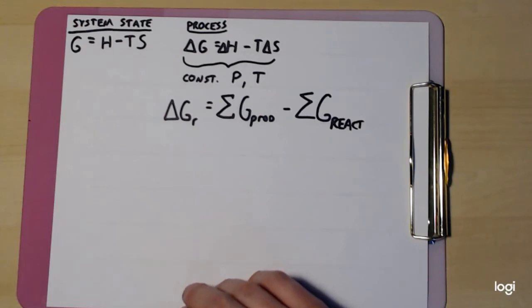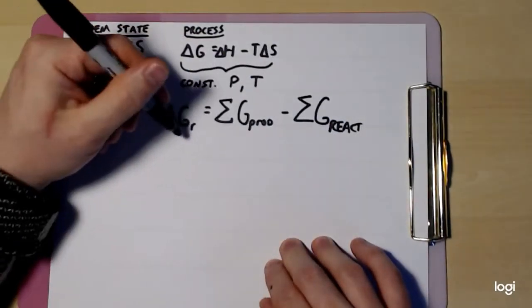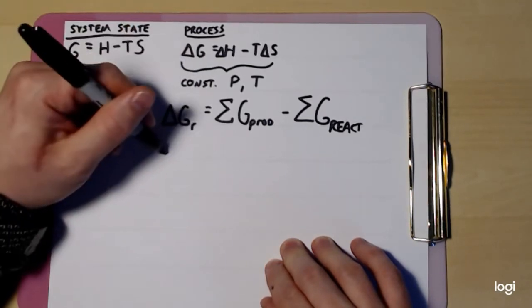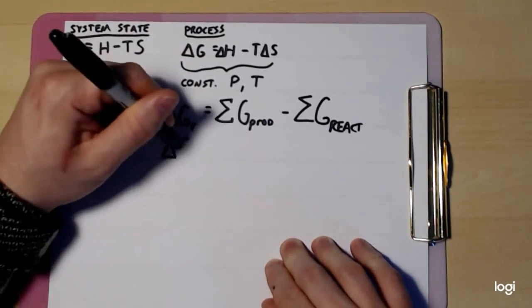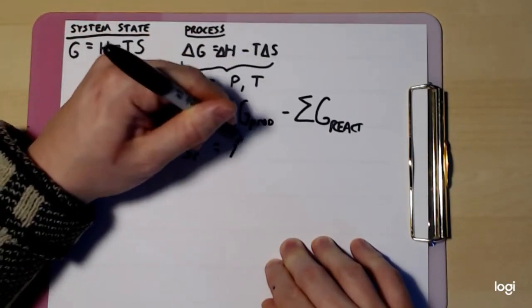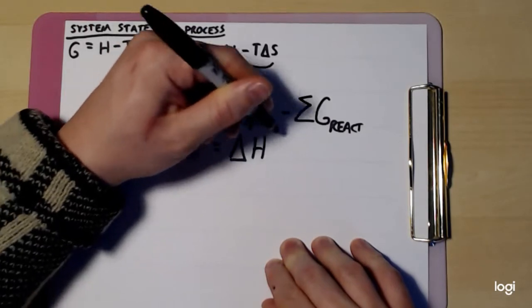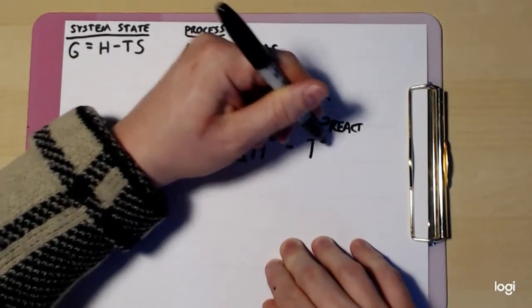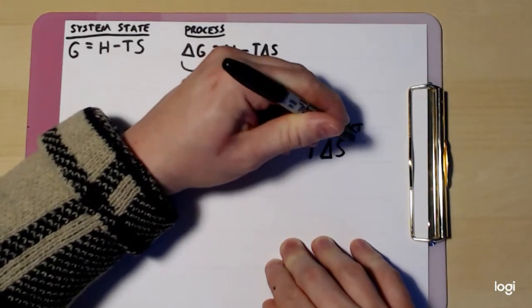And you'll also recall that another expression for the Gibbs free energy of a reaction is simply delta G sub R equals delta H minus T delta S.